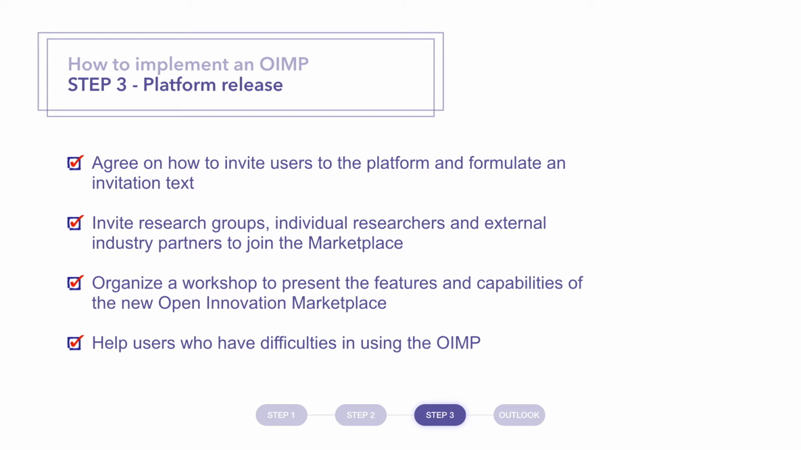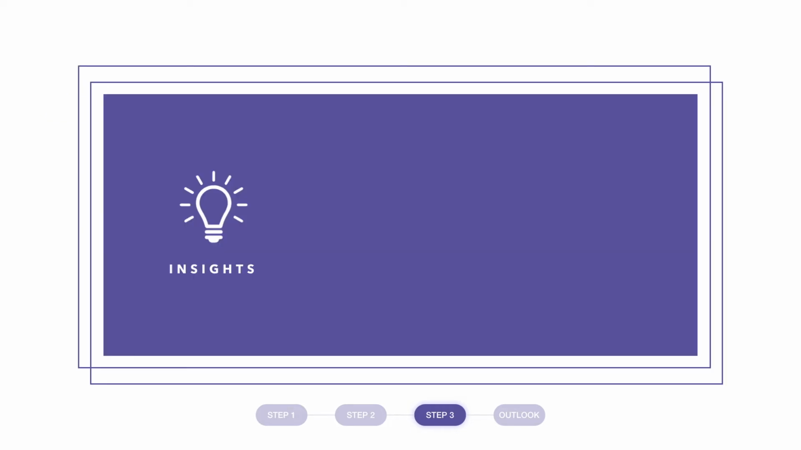The release phase may take between 1 and 2 months, and it is expected to involve the marketplace manager, research groups, science managers and innovation managers, as well as the IT team. When reaching this stage, there are 3 more key points to consider.